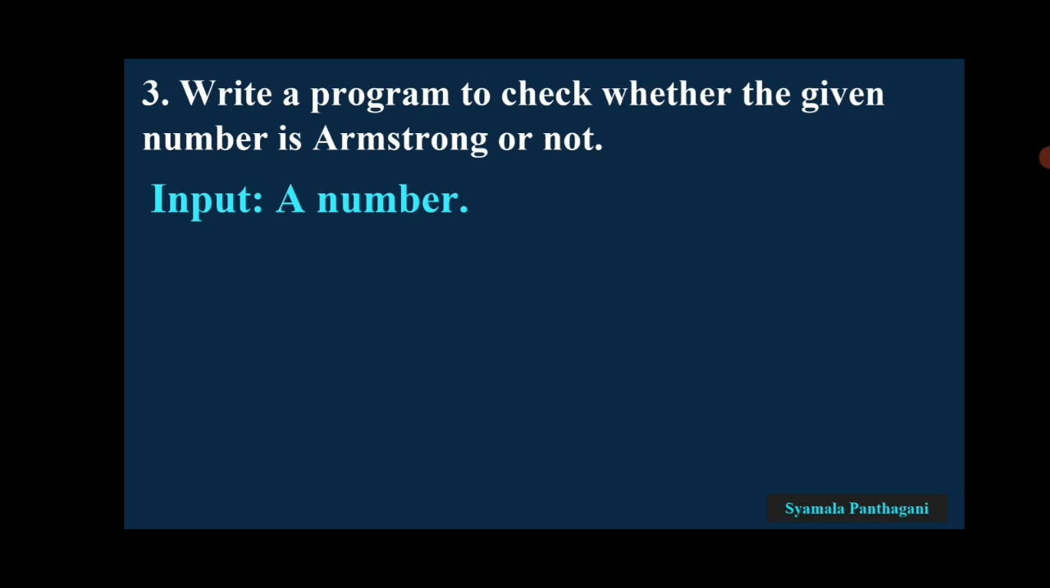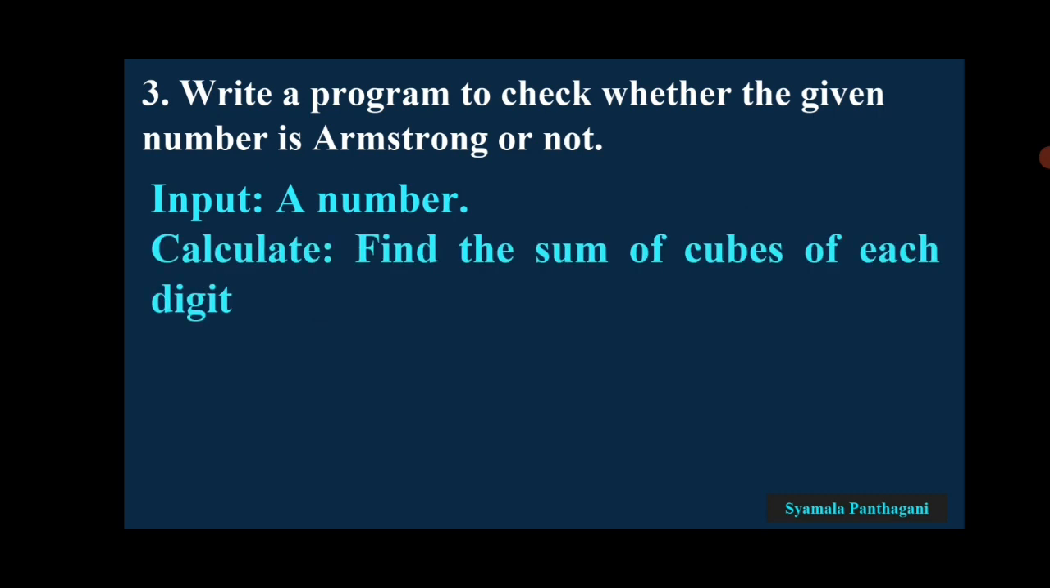What do we have to take as input? A number. We have to take a number as input, and what do we have to calculate? Find the sum of cubes of each digit. We have to calculate the sum of cubes of each digit, and print whether the given number is Armstrong or not.